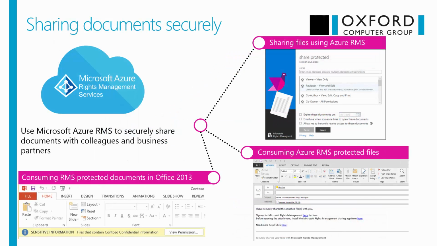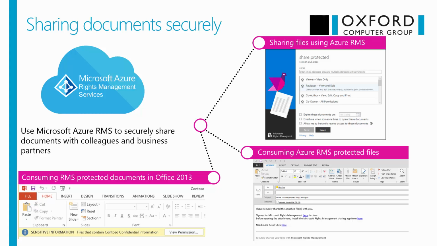This is kind of a brief overview of how the sharing works with the document. So the user can drag the file into a mail message. They can click the Share Protected button. The Share Protected application opens up. They can select the rights for that user that they want to provide for that document. They have some additional check boxes where they can set the expiration date, get notifications when the document is opened, and provide access to instantly revoke access.